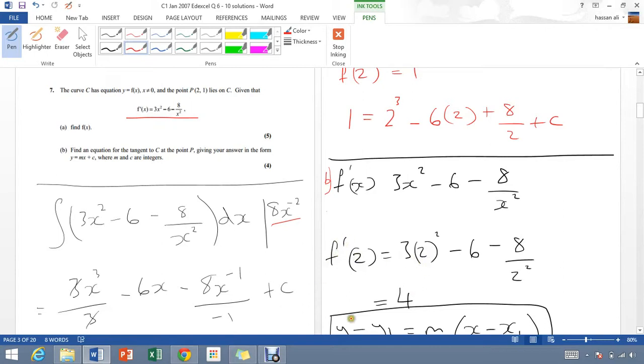Right, so show it like this. f dash, brackets 2, will equal 3 times 2 squared minus 6 minus 8 over 2 squared, and that should give you 4.